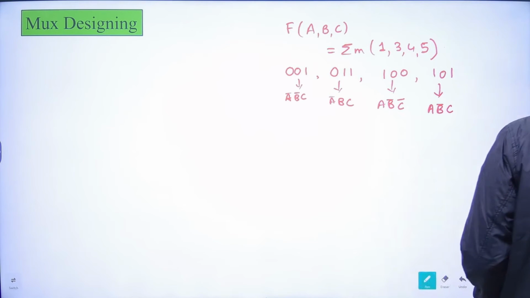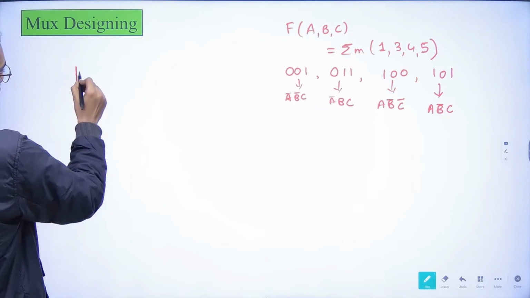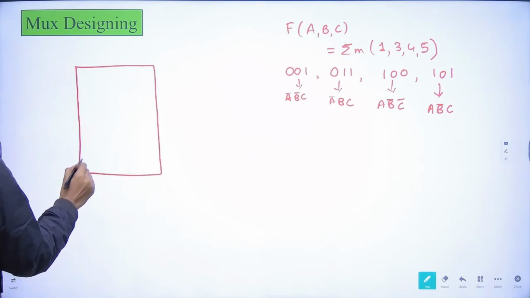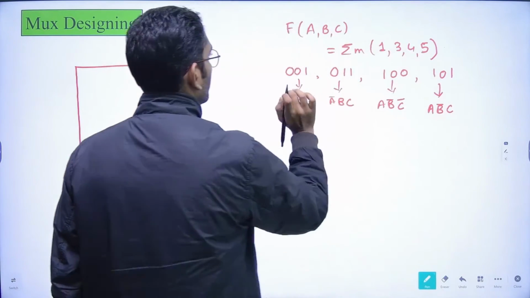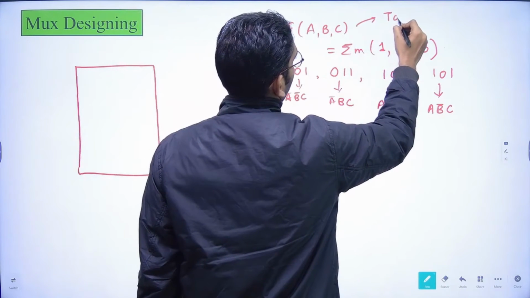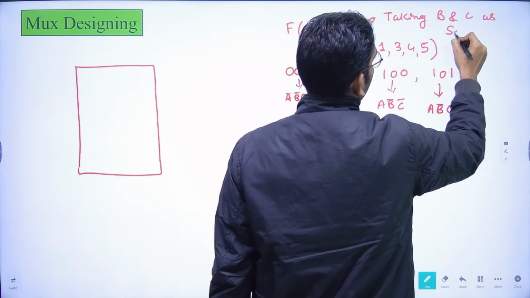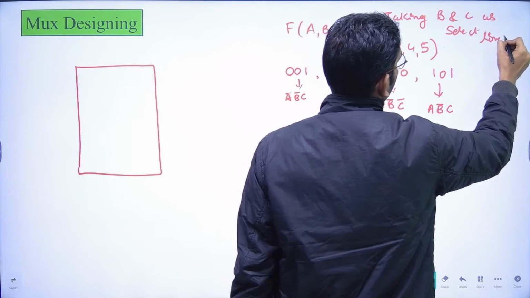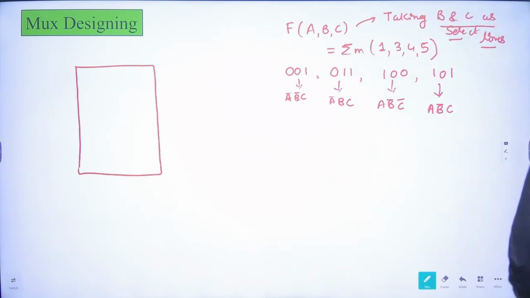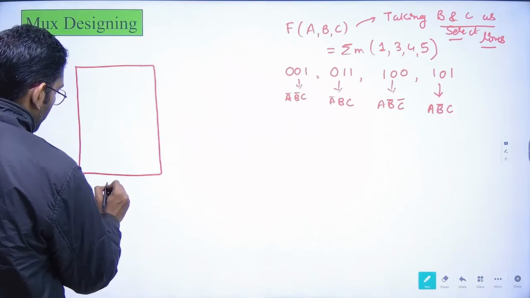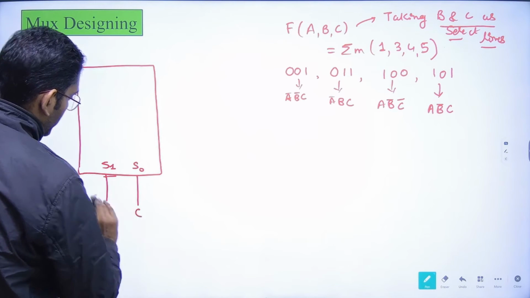Now, when we have to design a 4x1 mux, what are the things that we require? In this particular question it is also mentioned to design this taking B and C as select lines. So in the select lines combination, we would write B and C.